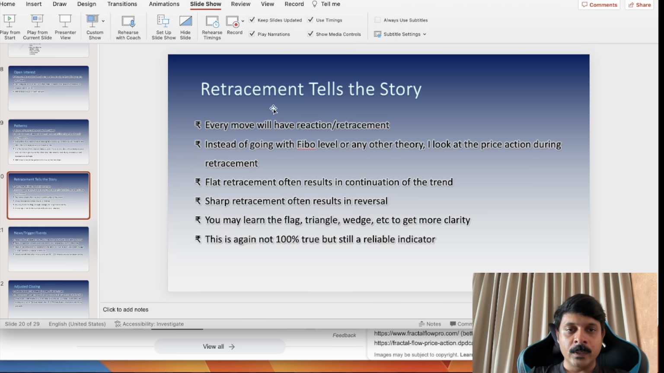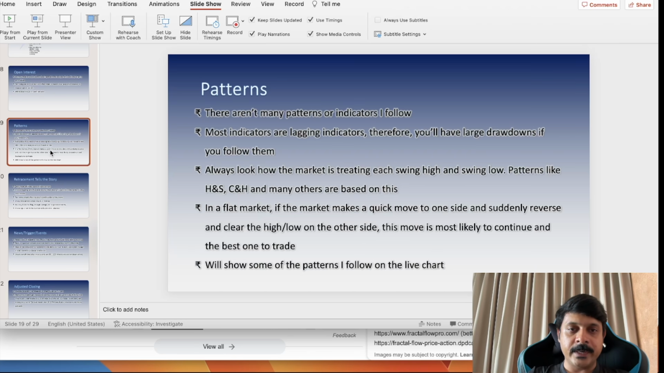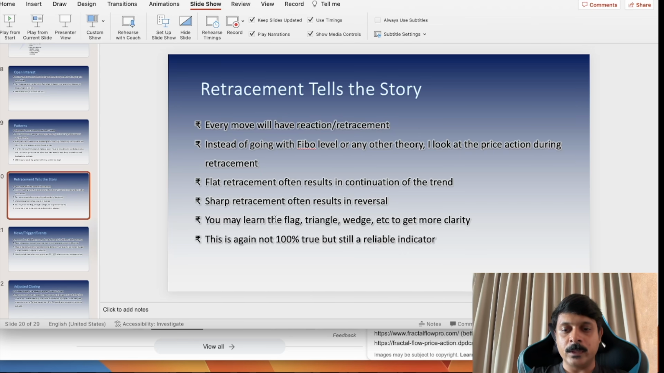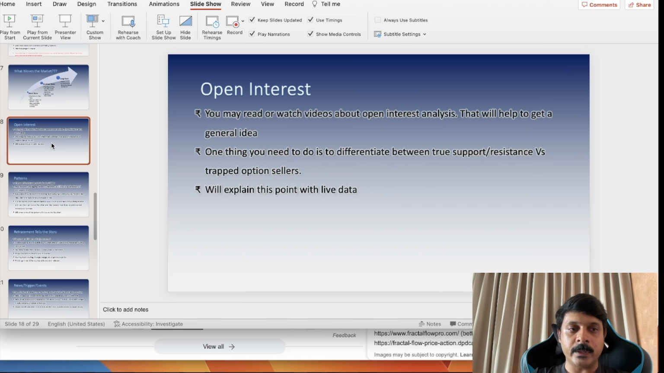So the basic idea is to spend some time on the chart patterns and try to learn as much as possible, and try to observe the pattern development during the market hours. That will give you some clarity about the market.